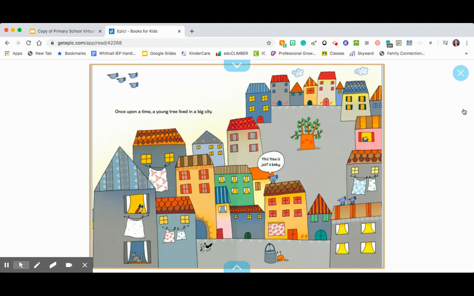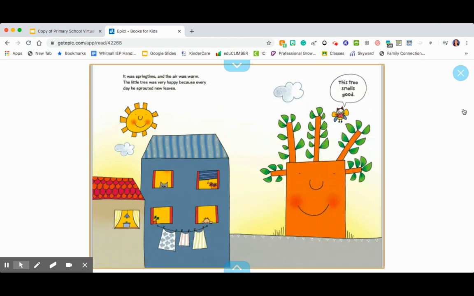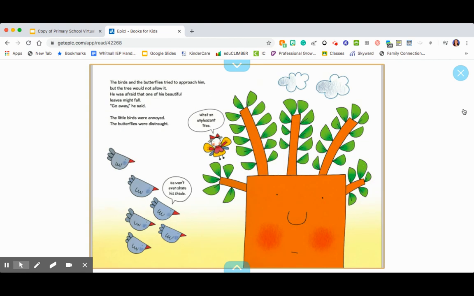Once upon a time, a young tree lived in a big city. This tree is just a baby. He stood in a courtyard among many tall houses. It was springtime and the air was warm. The little tree was very happy because every day he sprouted new leaves. This tree smells good. The birds and the butterflies tried to approach him, but the tree would not allow it. He was afraid that one of his beautiful leaves might fall.